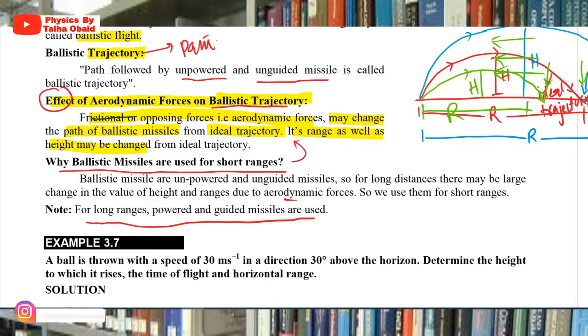Why powered and guided missiles? Because in that case they may reduce the effect of aerodynamic forces and just hit the target for long ranges. But for short ranges we can compromise with ballistic missiles. So this is all about today's topic.